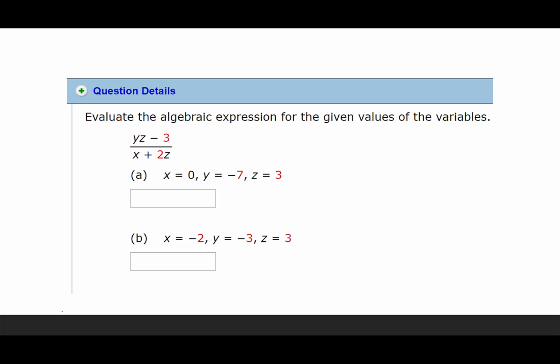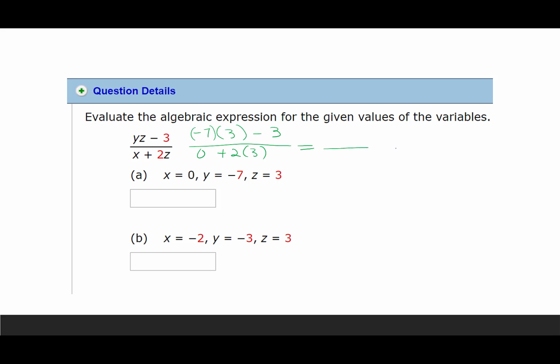Okay, for this next problem, we're going to do a similar exercise. We have an expression and we have values to substitute into the expression and reduce it down to one number. So part A, let's go ahead and do the substitutions. It'll be negative 7 times 3 minus 3 over 0 plus 2 times 3.